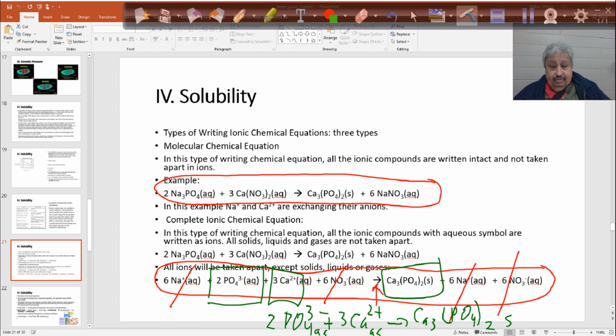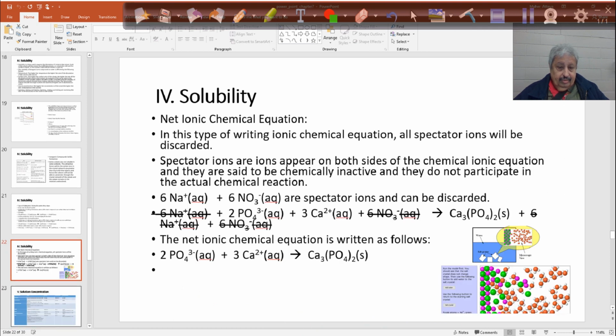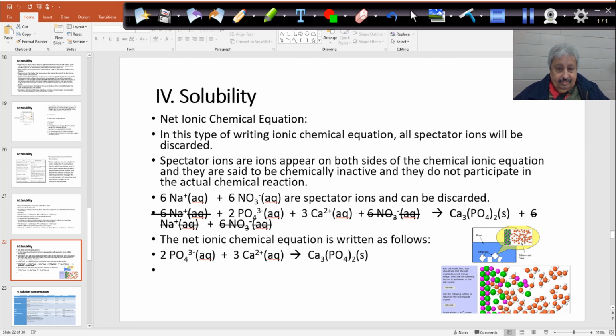Can I take this one out? That's just an example here, and see, the net ionic came out. Can you see it? Yeah, whatever we said, we discussed that together. We said this is the complete ionic. Then they start taking out those spectator ions: the sodium on this side and sodium on the other side, and nitrate on this side and nitrate on the other side, and this is the net ionic chemical equation. Correct, guys?